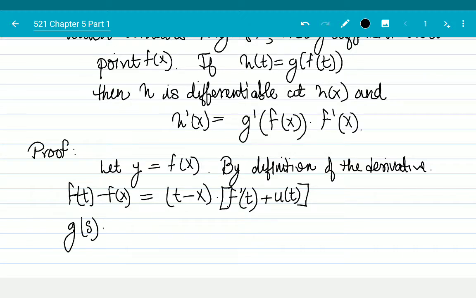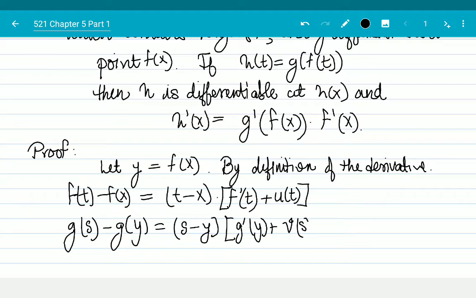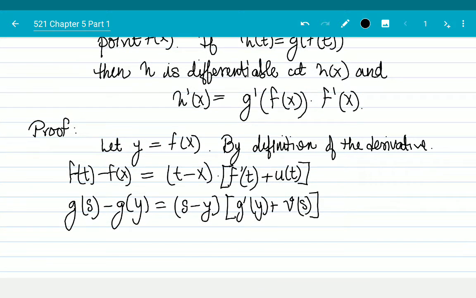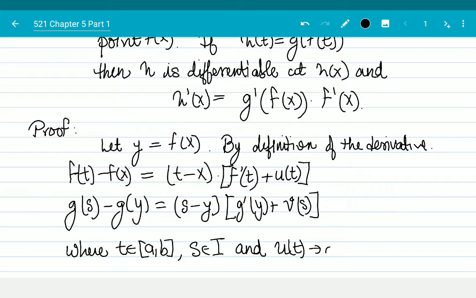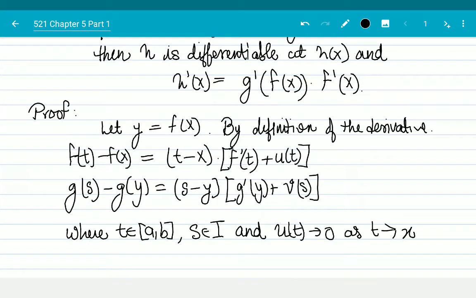Similarly, g of s minus g of y is equal to s minus y times g prime at y plus v of s, for another function v which should again go to 0, where t belongs to (a, b), s belongs to I, and u of t goes to 0 as t goes to x, and v of s goes to 0 as s goes to y.